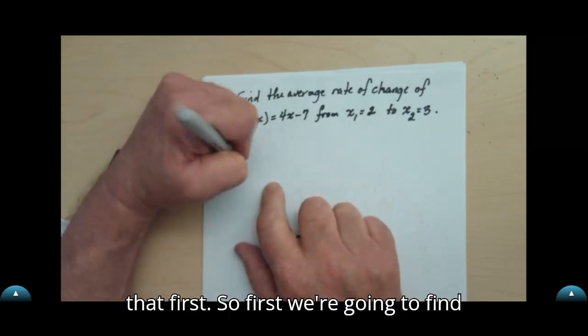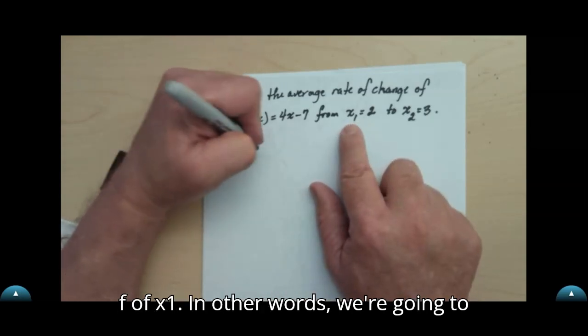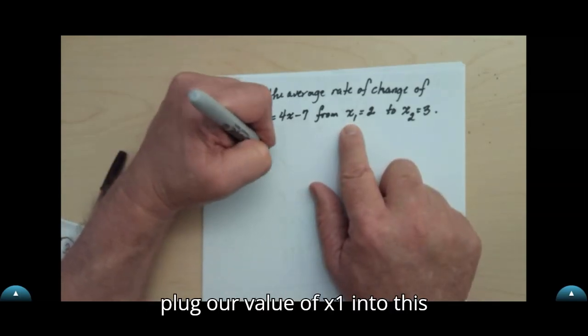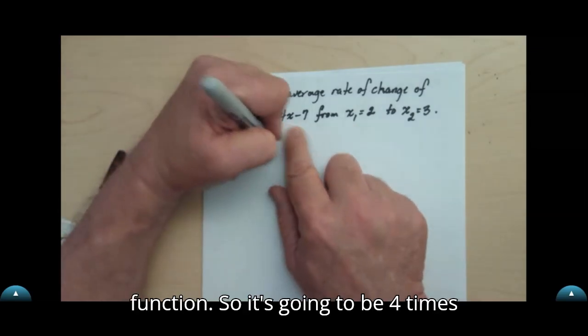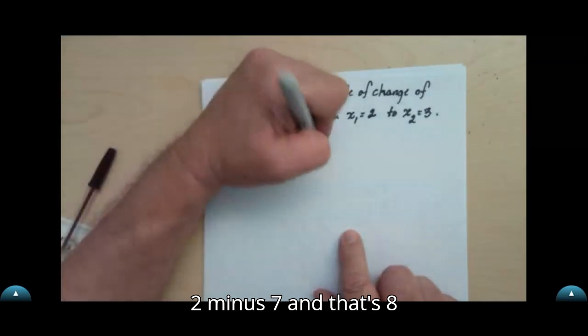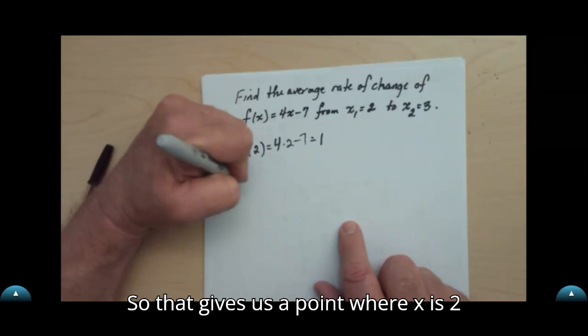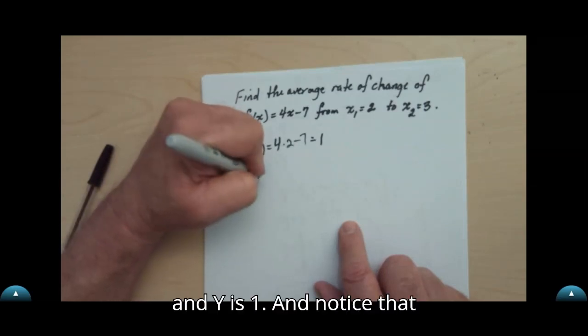So let's do that first. First we're going to find f of x1. In other words, we're going to plug our value of x1 into this function. So it's going to be 4 times 2 minus 7, and that's 8 minus 7, which is 1, right? So that gives us a point where x is 2 and y is 1.